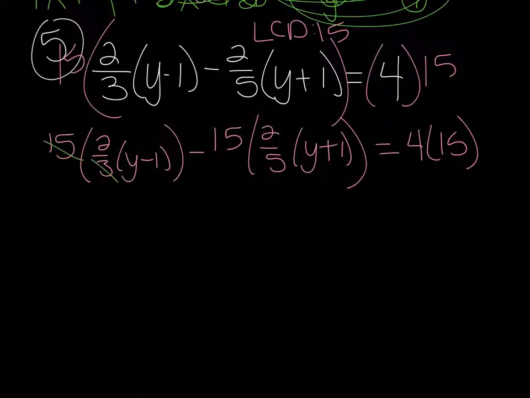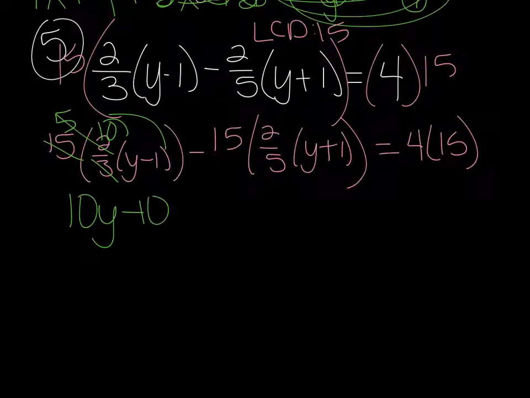I can divide out a 3, and that 15 turns into a 5. Now, I'm multiplying these 2 things, right? So I'm going to take the 5 times the 2. 5 times 2 gives me 10. And then what am I going to do with that 10? Distribute it. Very good. So I have 10y minus 10.